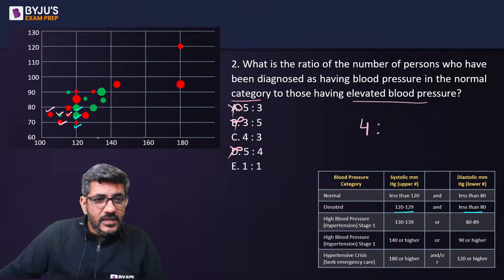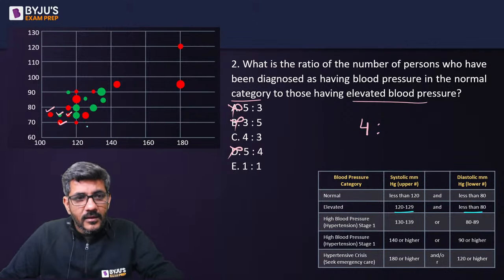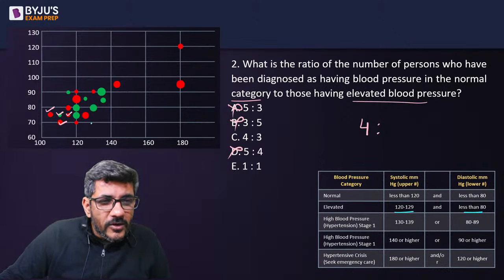Now I have made something wrong. One second, let me explain. Yes, 120 to 129 and less than 80. So this guy is 129, this guy is 129, this guy is 129. These three people are there.